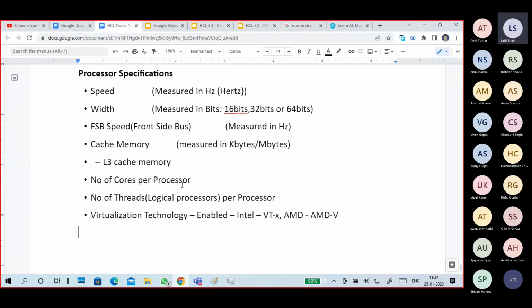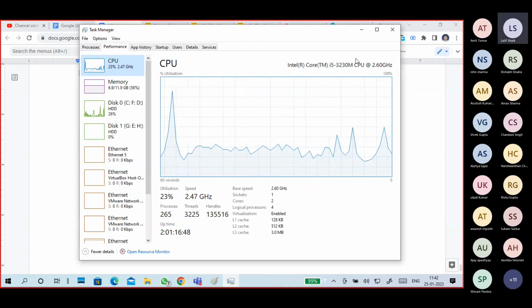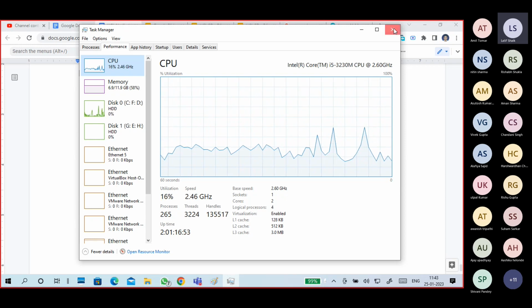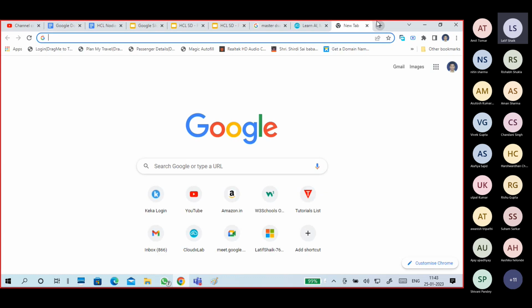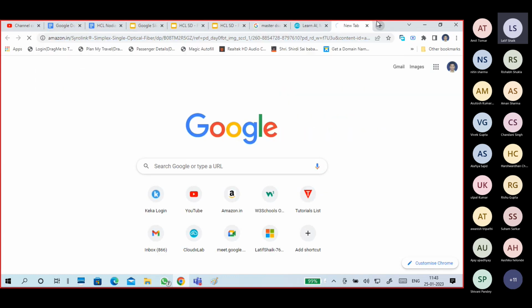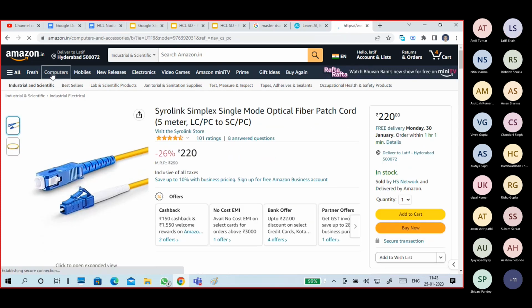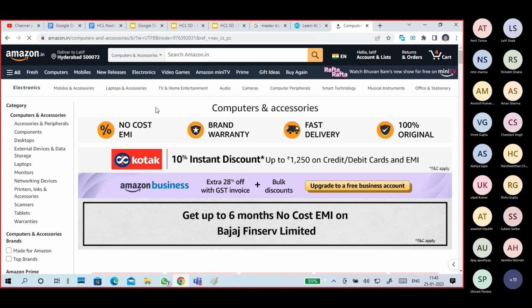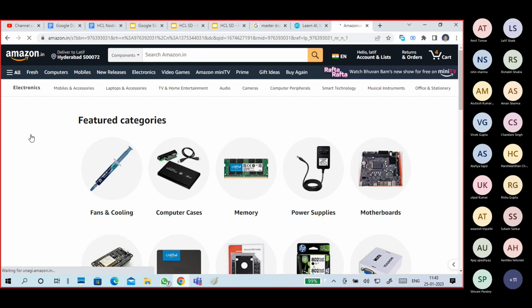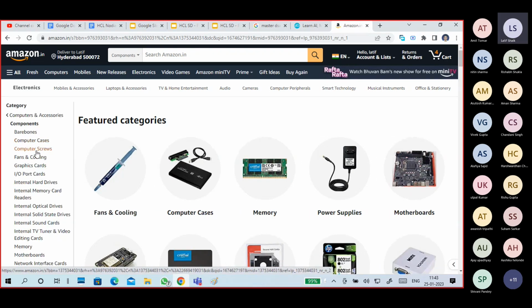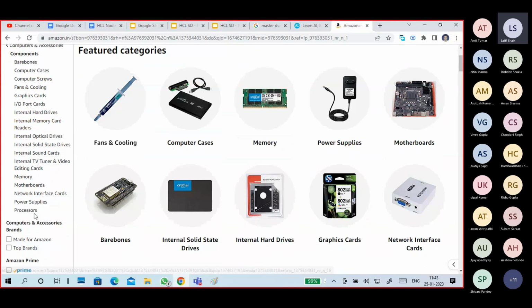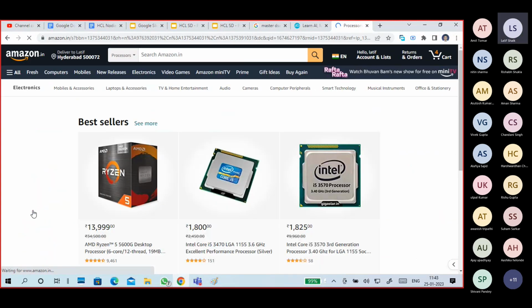And that is how I showed my system configuration. So what about any other processor? Say you go to Amazon and you want to buy a new processor. I'll go to computers, components. Then in components, I will go to CPU, processors. I want to buy a new one.